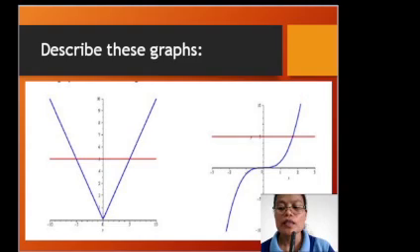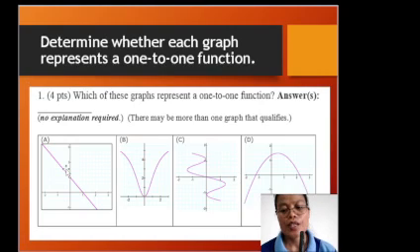Okay, determine whether each graph represents a one-to-one function. Letter A is one-to-one. Letter B is not. Letter C is one-to-one. And letter D is not. Because in letter A, if we use the horizontal line, it hits 1 point only. Letter B is 2. Letter C is also 1. And letter D is 2 points. So that is how to determine if a given graph is one-to-one or not using the horizontal line test.